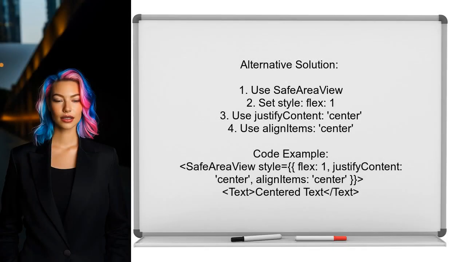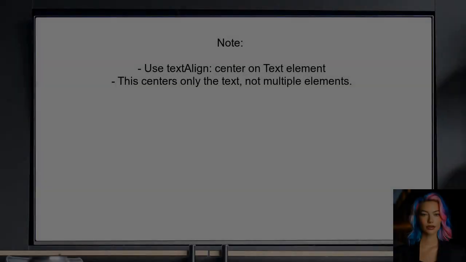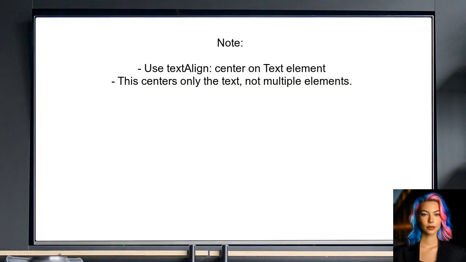Let's take a look at another answer from another user. One alternative solution for vertical alignment in React Native is to use a SafeAreaView. This user suggests wrapping your content in a SafeAreaView with specific styles. Setting flex to 1 allows the child view to take up all available space. You can use justifyContent to center the content vertically and alignItems to center it horizontally. Additionally, you can apply textAlign center directly to the text element to center the text itself.